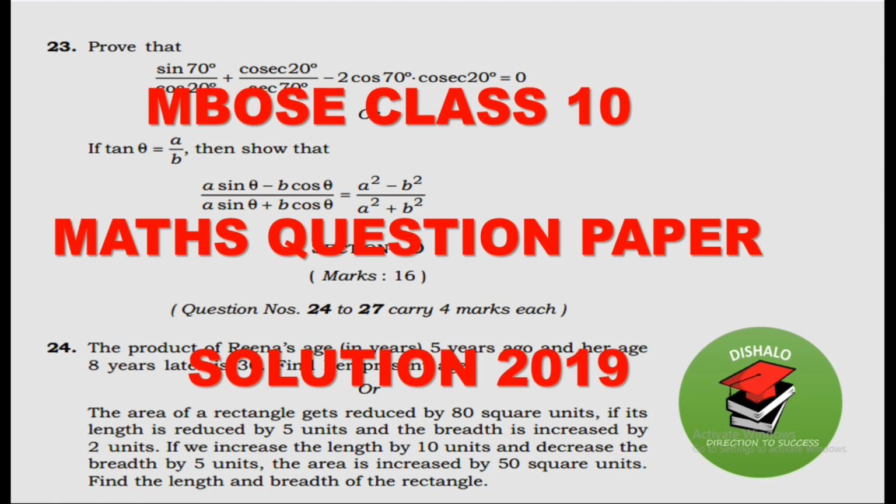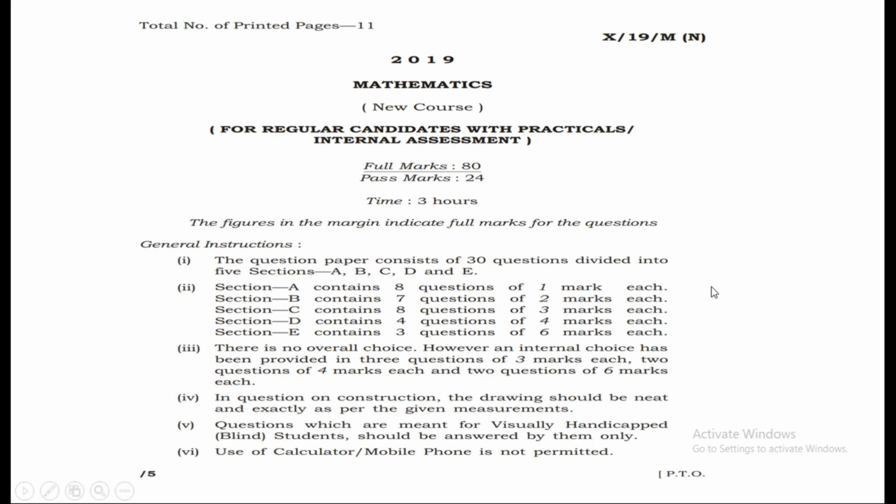Before discussing any answers, first we'll read some general instructions given in the question papers, and among them, number 2 is very important. It says that Section A contains 8 questions of 1 mark each, B contains 7 questions of 2 marks each, C contains 8 questions of 3 marks each, D has 4 questions of 4 marks each, and E has 3 questions of 6 marks each. However, there's no overall choice in the question paper, but internal choice is mentioned here. You can go through it.